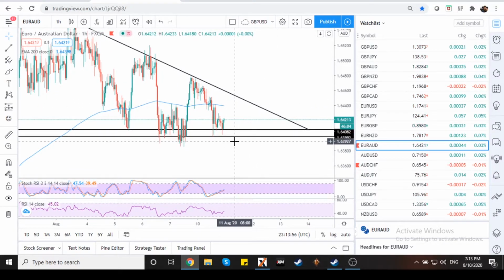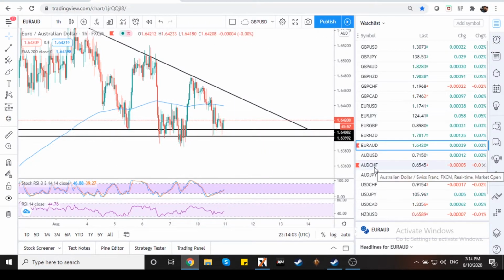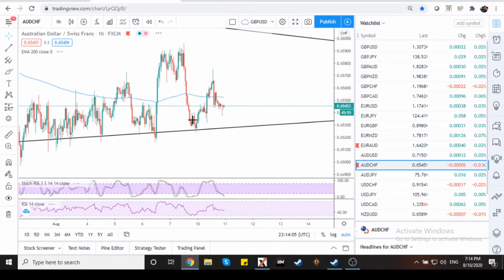Maghihintay ako ng trade setup na magfulfill nitong currency pair na to for me. Okay? Punta tayo sa AUD-CHF.